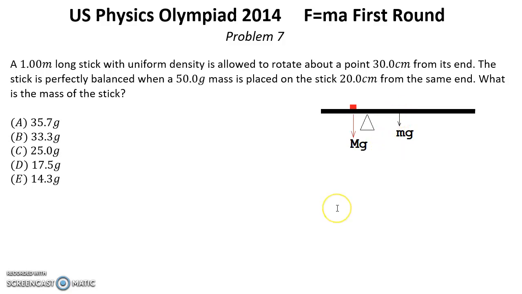So here we write the equilibrium for torques. M big g L big equals M small g L small. And from here we can find the mass of this stick. Finally, that will be 25 grams, which is answer C.